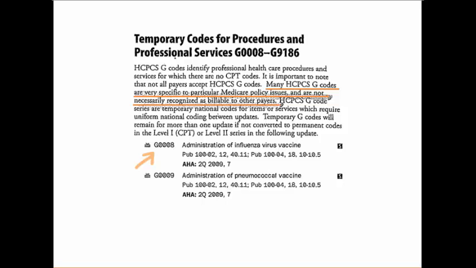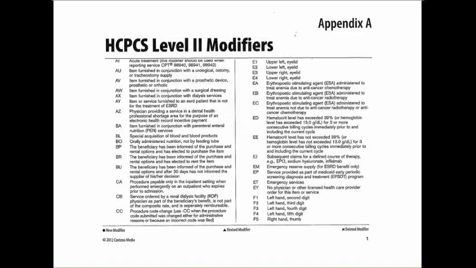You would want to see CPT code 90471 in your CPT book to use the administration of the flu virus vaccine to your other payers. Okay, your HCPCS Level 2 modifiers, which is your Appendix A. And remember, we learned that your HCPCS Level 2 modifiers can be either both alpha, 2 characters, or alphanumeric.